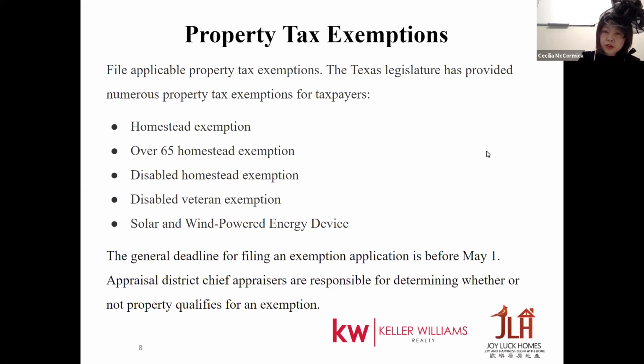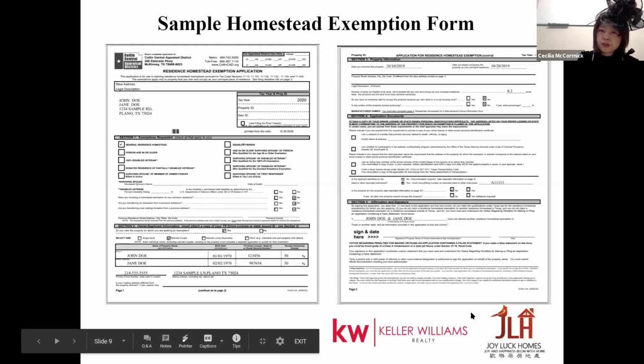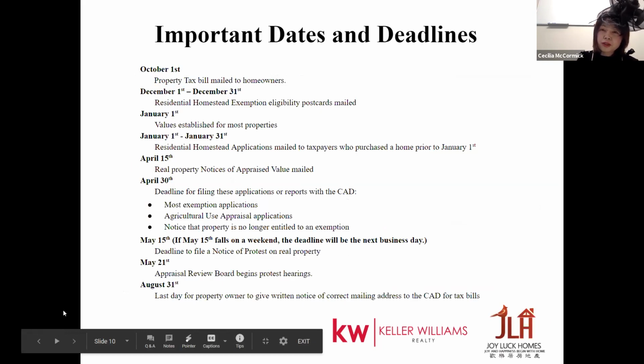Okay, let's go to the next one. So this is a sample of the homestead exemption form from Collin County Appraisal District. It's pretty self-explanatory, and each homeowner has to fill out the application, and they actually have an explanation of each section, what to put in if you're not sure how to answer. Unfortunately, they don't have it in other languages, but it is a very important form you can complete yourself or ask somebody to help you.